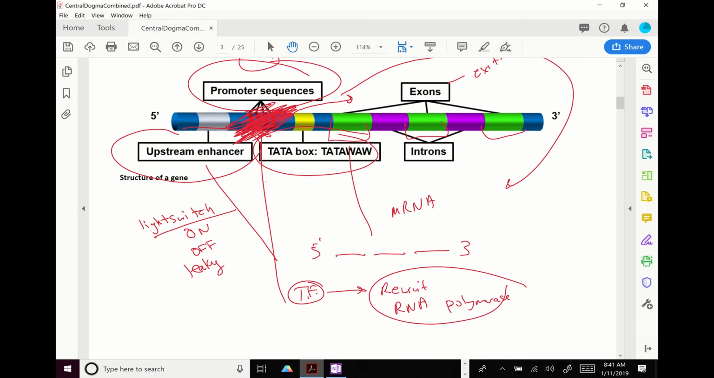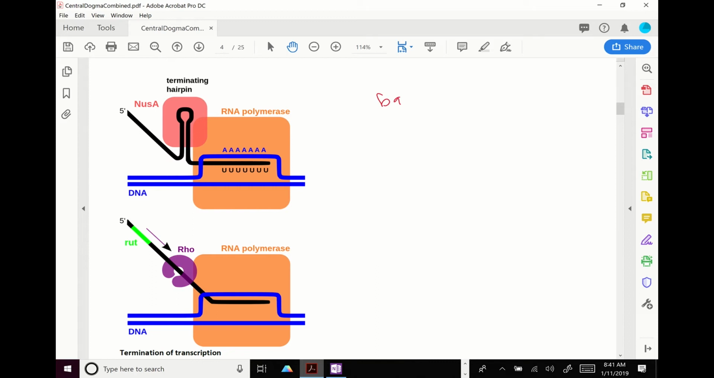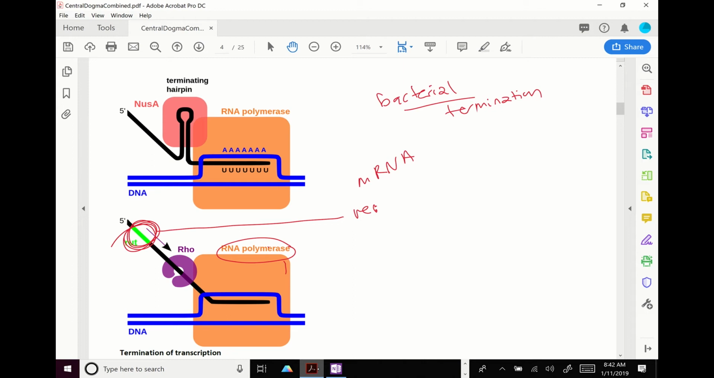So let's look at those. These are bacterial methods. If you're in molecular biology and biotechnology, you need to know bacteria, you need to know eukaryotes, you need to know everything. So this is bacterial termination, and there are two ways, very simple concepts. One is there's a sequence in the messenger RNA. If this orange thing is the RNA polymerase, it's reading the DNA and writing transcript messenger RNA.